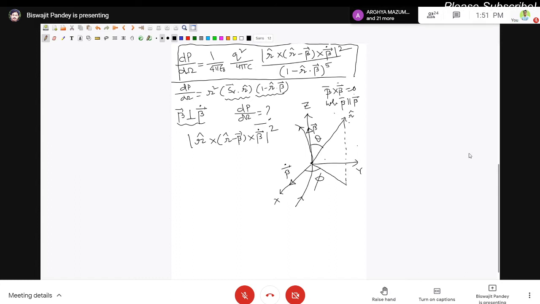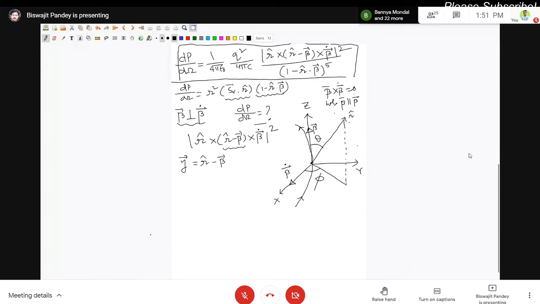We have a circle lying perpendicular to the screen, and we want to know how the radiation from this accelerated charged particle will look. So we want to first simplify this expression. For the time being, I am defining this to be a new variable. Let's call it y, or any variable you like: y is r cap minus beta.